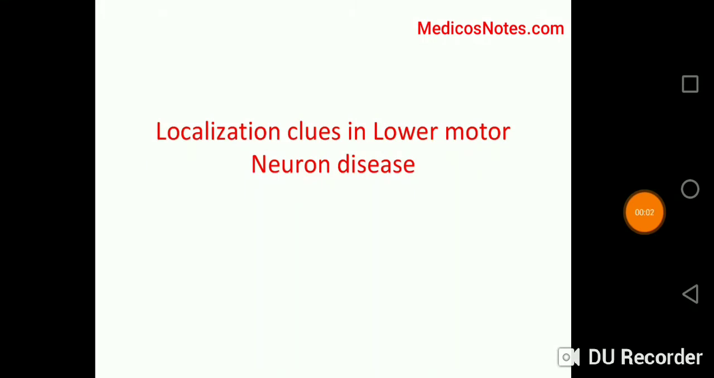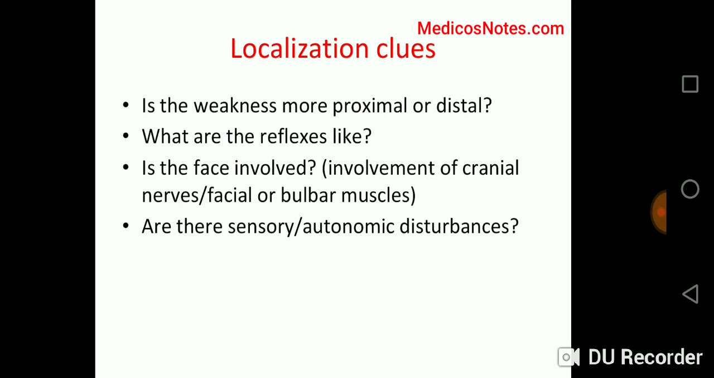In this video, I will discuss the importance of history and physical examination in neurological localization of lower motor neuron weakness. Whenever a patient comes with weakness, first you should differentiate whether it is a lower motor neuron weakness or an upper motor neuron weakness. Then identify the anatomical localization and etiology of the lesion.